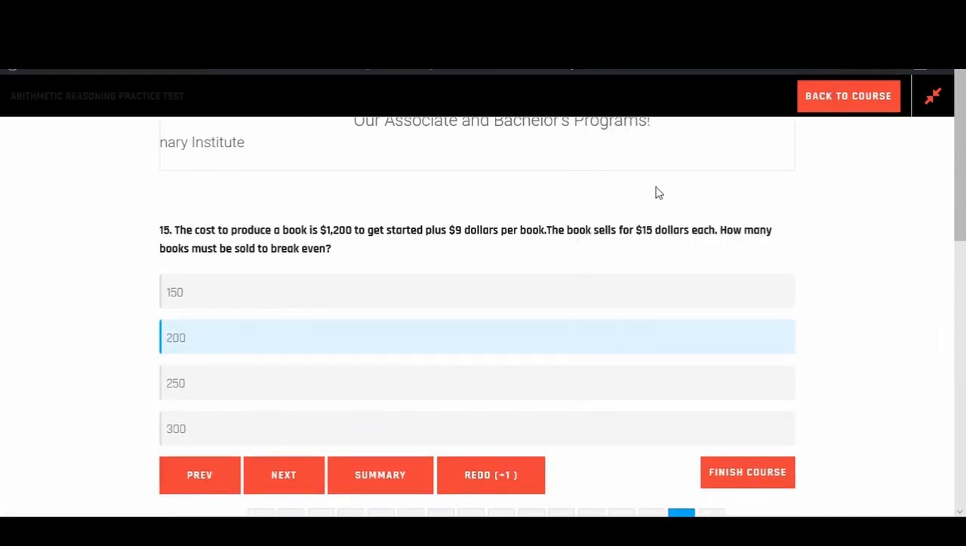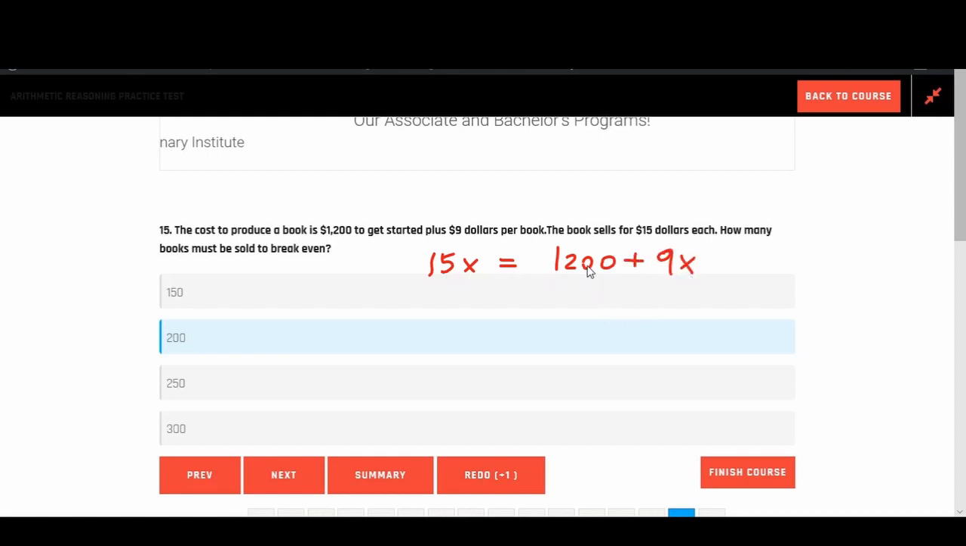All right, number 15 says the cost to produce a book is $1,200 to get started, plus $9 per book. The book sells for $15 each. How many books must be sold to break even? So we know that the book sells for $15 per book, and we know that the cost to get started is $1,200 plus 9 per book.